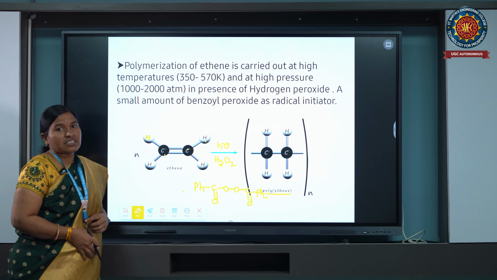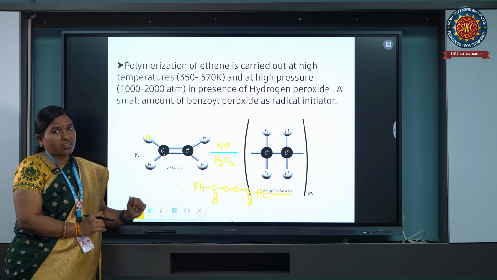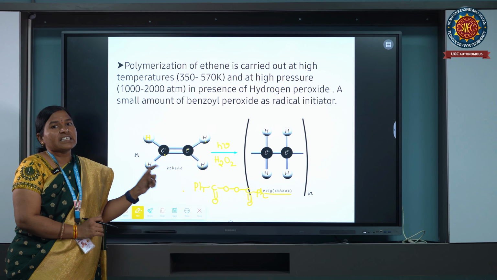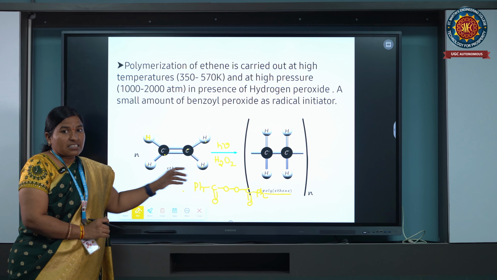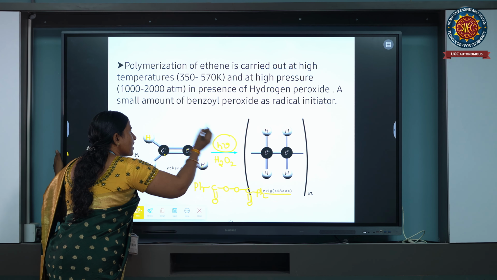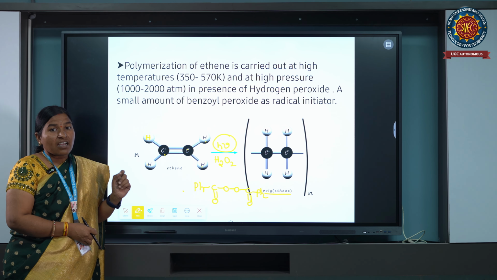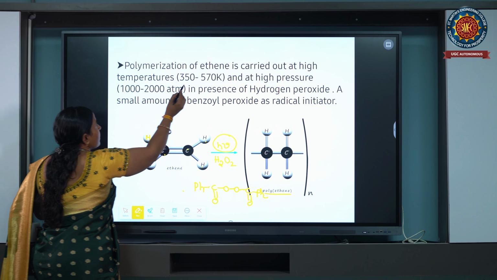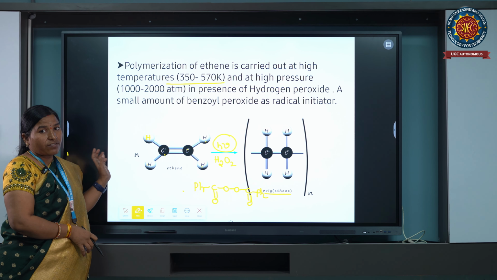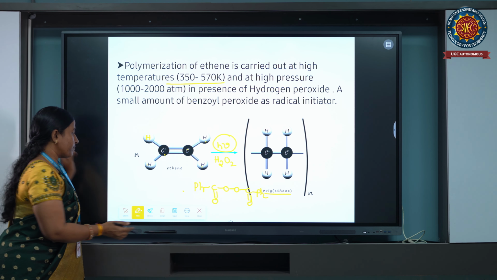This is one of the examples where, whatever catalyst we are using here, these are only initiators. They only start the reaction. This is an addition polymerization. And to start the reaction, we need another component, that is light or heat. Here the temperature given is about 350 to 570 Kelvin. We can use that, or otherwise we can use sunlight also.